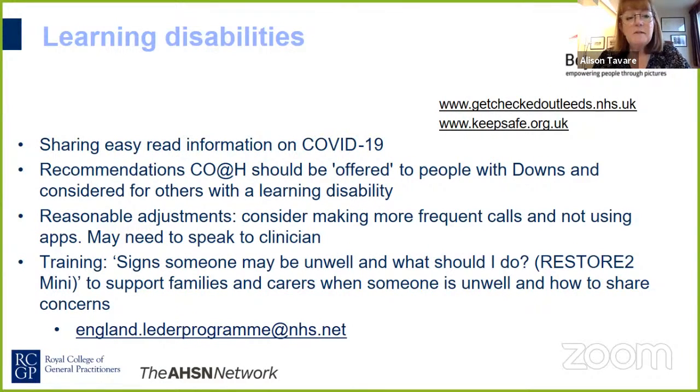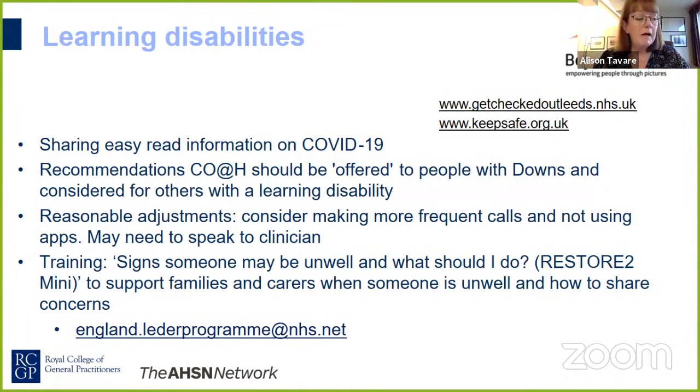We also suggest that you actually look at who enters the COVID oximetry at home pathway. Generally it's for people 65 and above, but if somebody's got Down's, they should be entered on the pathway earlier because we know they're at much greater risk. And for others with a learning disability, consider whether the pathway is appropriate.